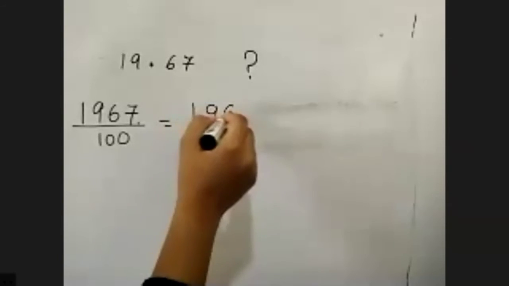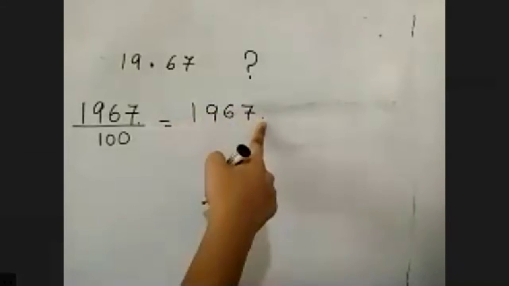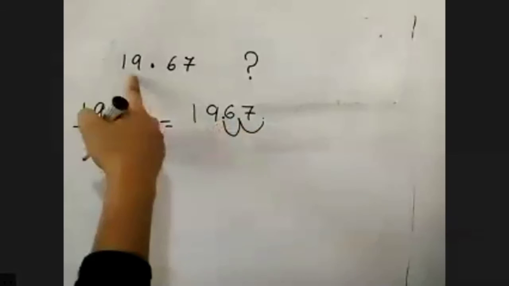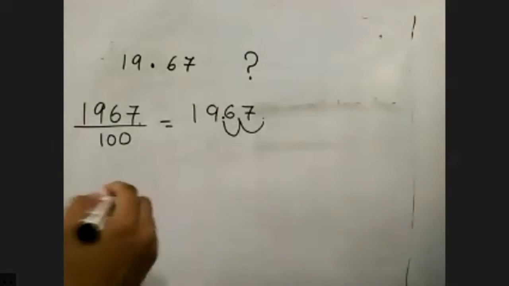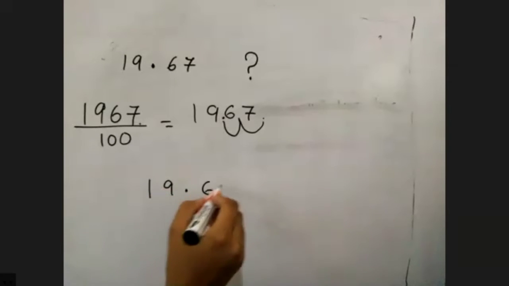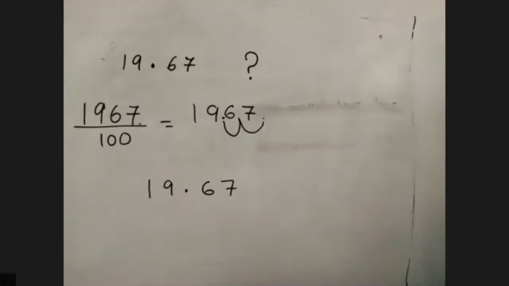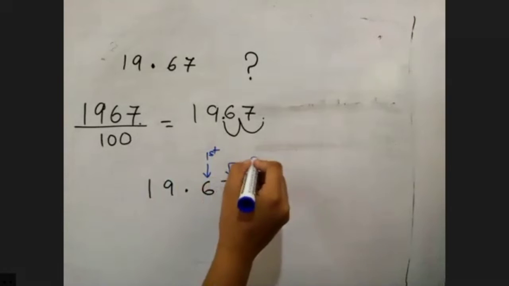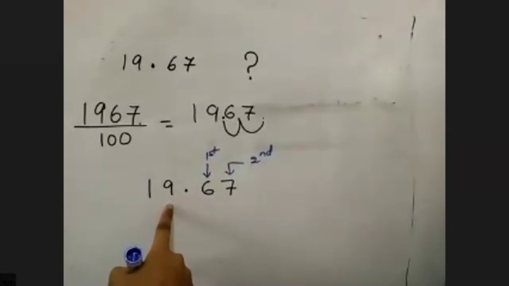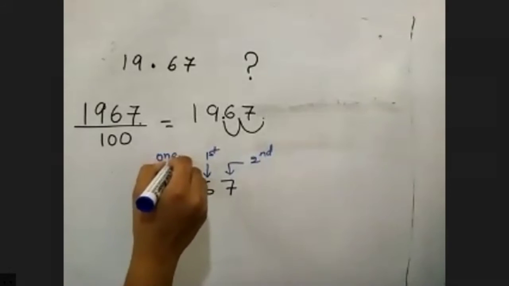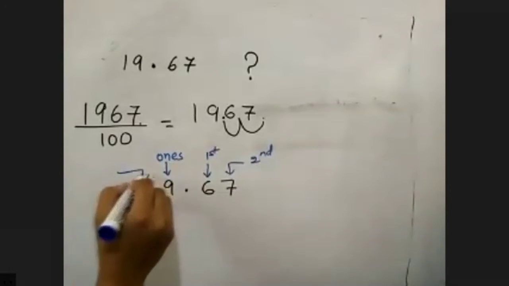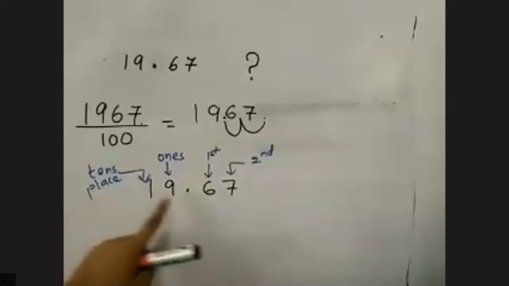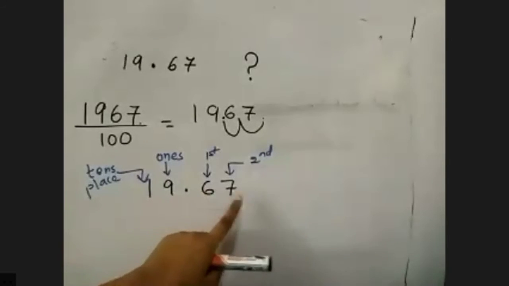Okay, I'm writing my numerator. My decimal is actually here. I move twice backward to the left side. 1, 2. Yes, the decimal point comes here. So 19.67. Now look at the board carefully. You have to name these things in a different way. Now you know that this is the first decimal place and this is the second decimal place. And the first digit is called the ones place, and this digit is called the tens place. So you should remember this: tens place, ones place, first decimal place, second decimal place.